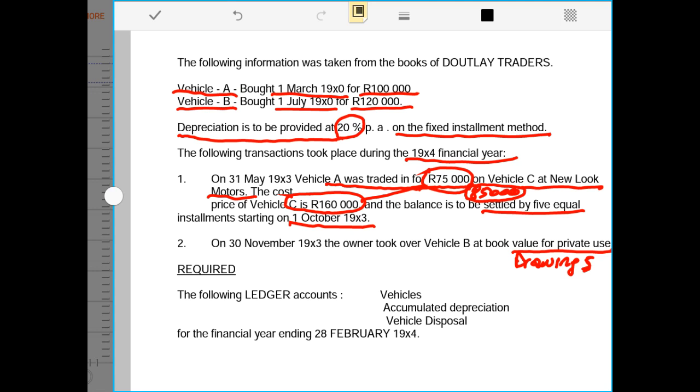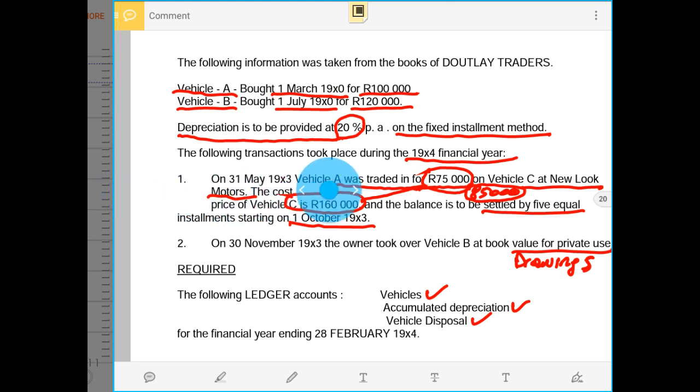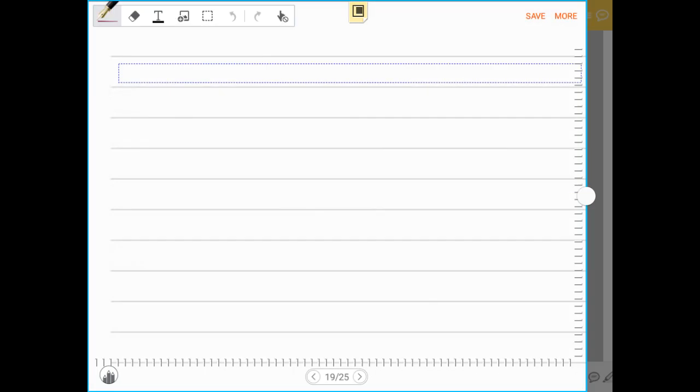We are required to do the ledger account for vehicles, the ledger account for accumulated depreciation, and the ledger account for asset disposal. So let me begin with the three ledger accounts that we are required to do in this exercise. I start by opening a ledger account for motor vehicles, or for vehicles.